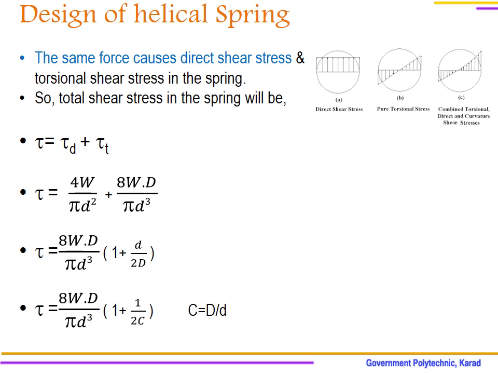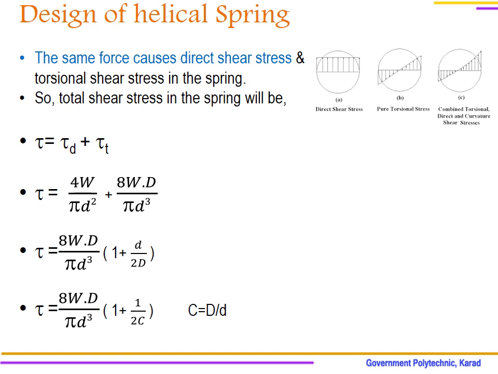Whatever is shown in the bracket is a constant, and it can also be rewritten in the form of spring index as 1 plus 1 upon 2c, because we know that capital D upon small d is known as the spring index, and this is constant for a particular spring. A particular spring means what?